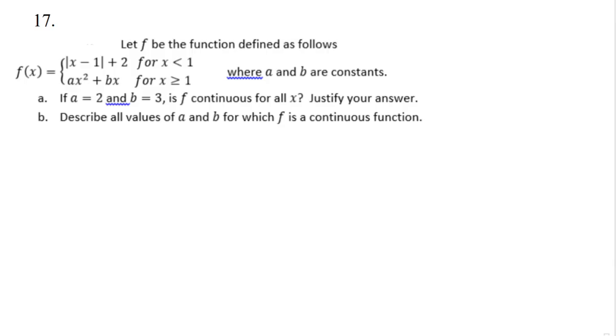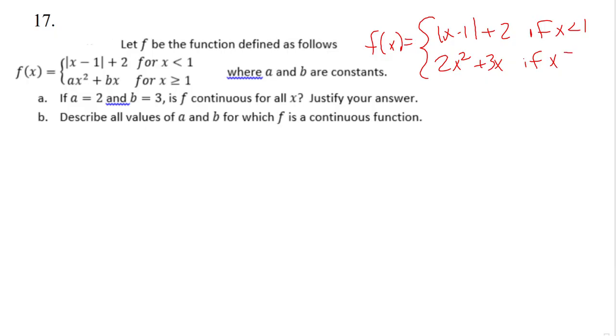So for part A of this, right, we are now looking at a new function, f of x is equal to the absolute value of x minus 1 plus 2, if x is less than 1. And we're looking at if a is 2, that'd be 2x squared, and if b is 3, plus 3x, if x is greater than or equal to 1. So for part A, we just have to see if this function is continuous, which means does the limit as x approaches 1 from the left equal the limit as x approaches 1 from the right?